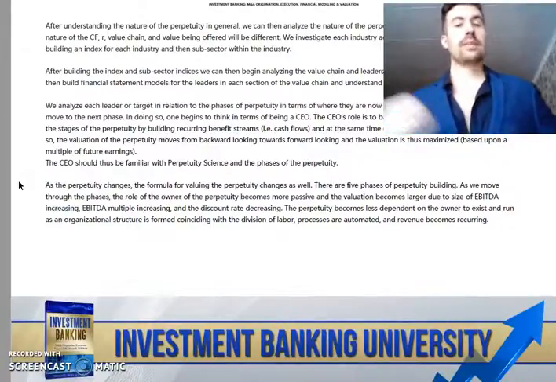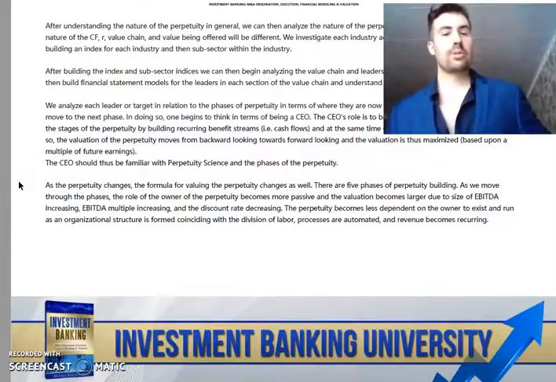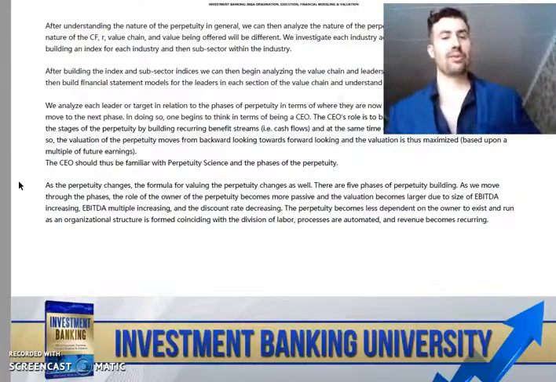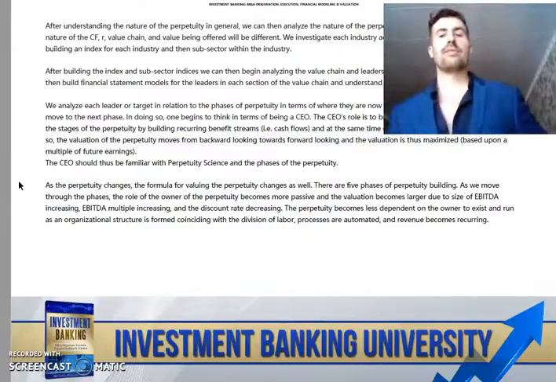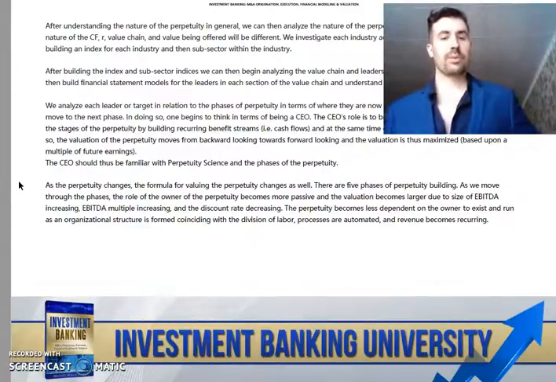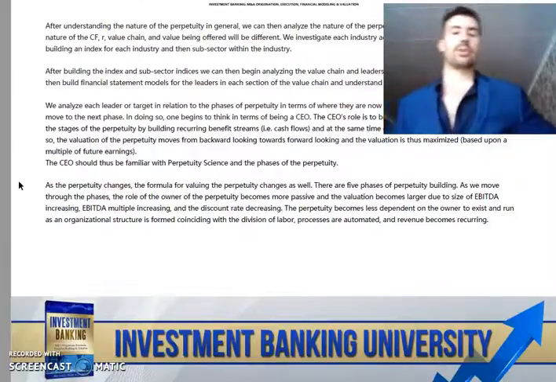In doing so, one begins to think in terms of being a CEO. The CEO's role is to bring the company or opportunity through the stages of the perpetuity by building recurring benefit streams, i.e. cash flows, and at the same time de-risking those benefit streams. In doing so, the valuation of the perpetuity moves from backward-looking towards forward-looking, and that valuation is thus maximized, which means it's based upon a multiple of future earnings. The CEO should thus be familiar with perpetuity science and the phases of the perpetuity, of course. As the perpetuity changes, the formula for valuing the perpetuity changes as well.